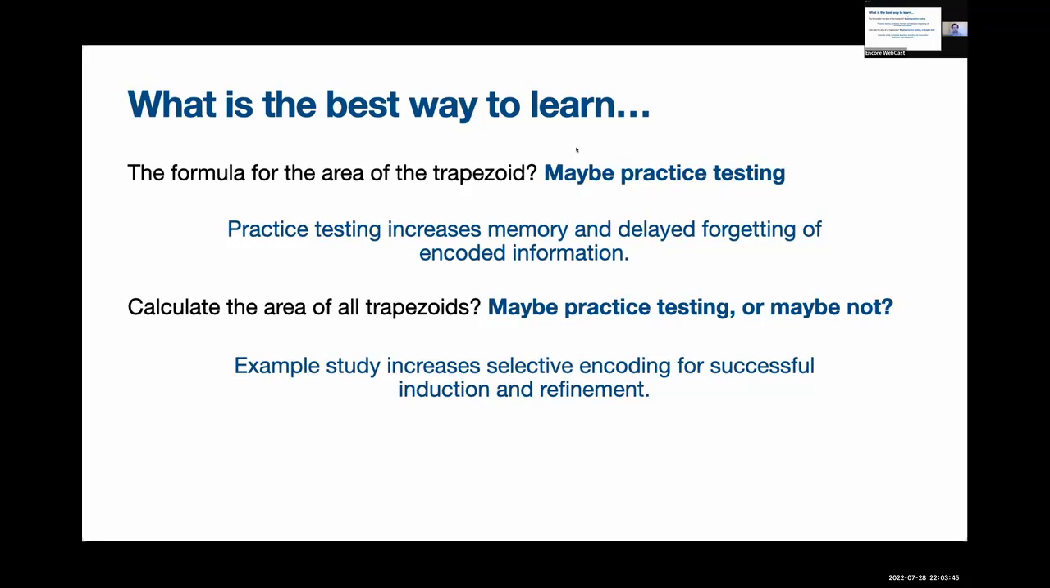Instead, our proposal is that practice testing improves memory and delays forgetting of encoded information. However, studying examples improves induction and refining through selective encoding. Selective encoding is not always going to be necessary, but when it's necessary, stopping practice and instead studying examples will actually improve learning. So how do we know if induction and refinement are necessary or not?